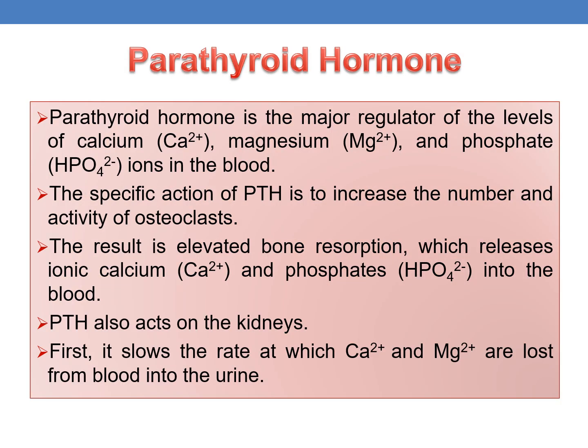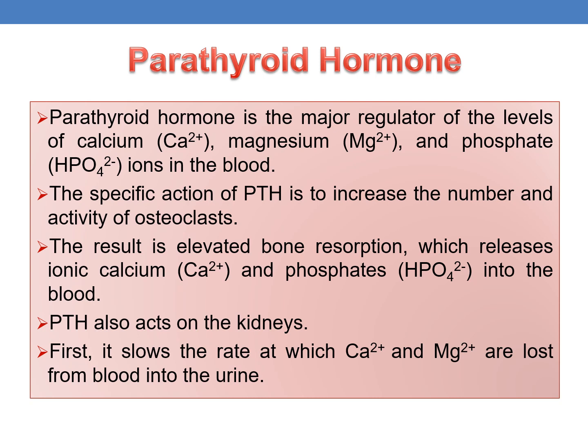Coming to parathyroid hormone. Parathyroid hormone is a major regulator of the levels of calcium, magnesium and phosphate ions in the blood. The specific action of parathyroid hormone is to increase the number and activity of osteoclasts. The result is elevated bone resorption, which releases ionic calcium and phosphates into the blood.